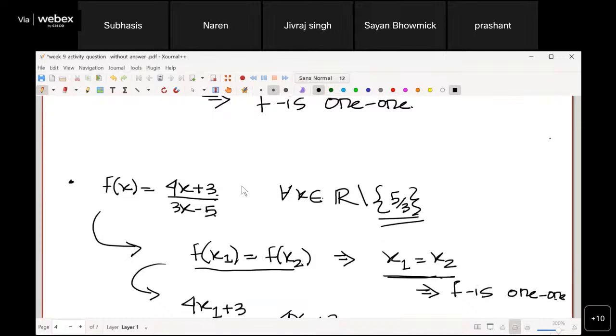Sir, for any single value of x, there should always be a distinct value of y. No, no, no. You are far from correct. Okay, sorry, sir. For every y, there should be a single x.